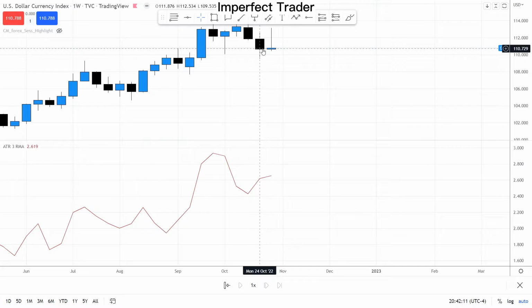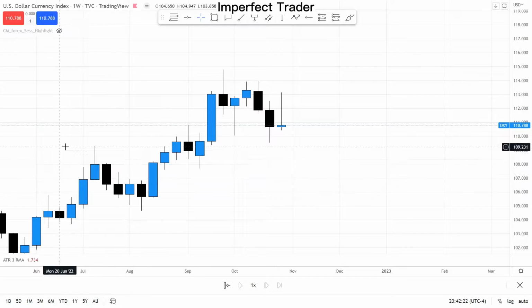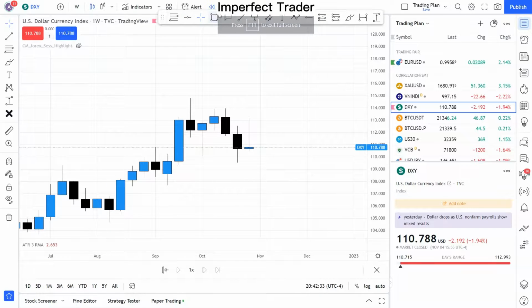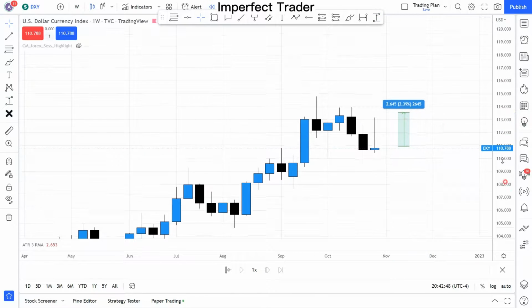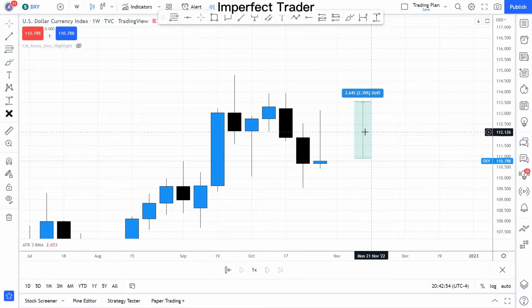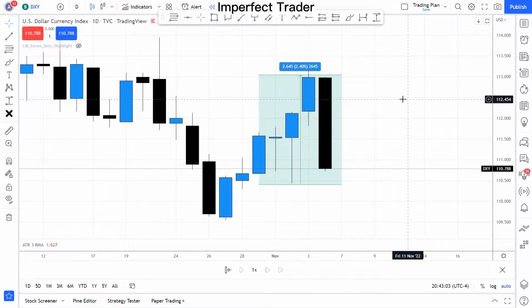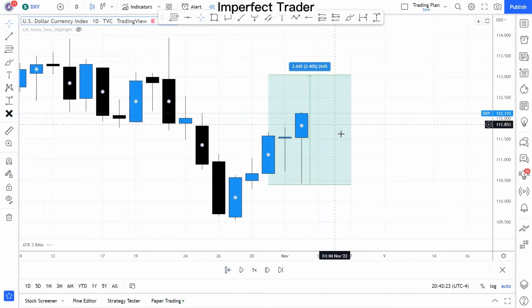And what is the range currently? It is around 2.6. So I'm gonna draw the range so you have an idea here. 2.6, right? Around this region. And here is the current weekly candle on the DXY. So I posted my analysis on the YouTube community tab around this day right here.